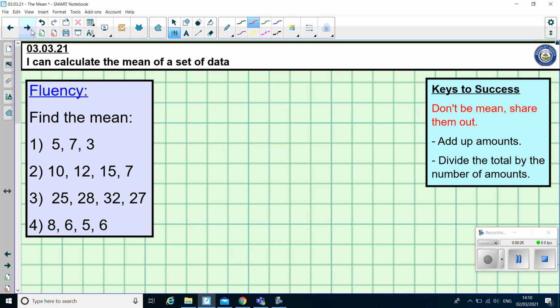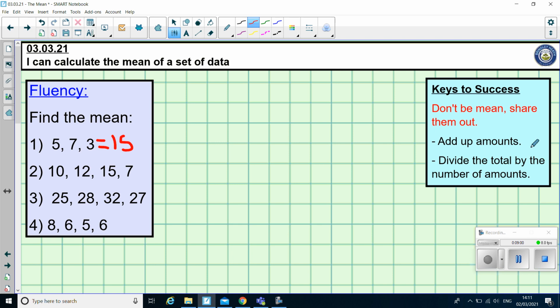So we've got some fluency questions that we're going to have a go at. Number 1, I'm going to model to you, and then number 2, 3 and 4 I'm going to let you have a go at doing yourselves. So number 1, okay, keys to success: add up the amounts and then divide by the total number of amounts. So for number 1, I'm going to do 5, add 7, add 3. I could write this out as a column addition, but I think I can do these numbers in my head. So 5 add 7 is 12, add another 3 is 15. So I'm going to put equals 15.